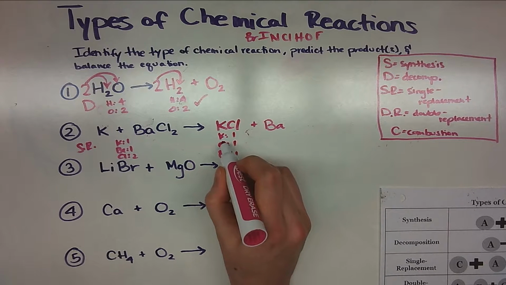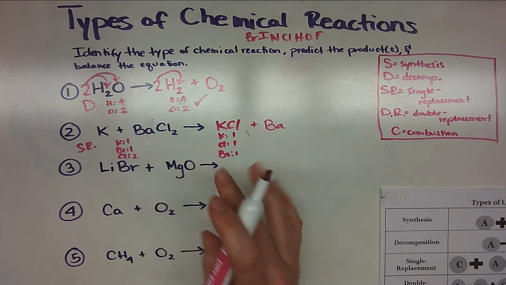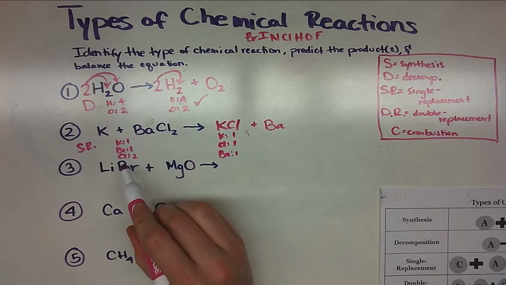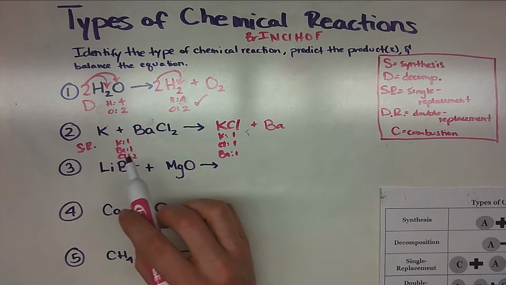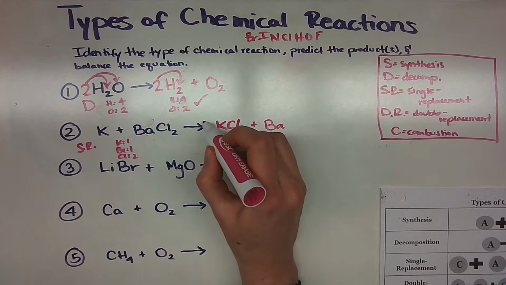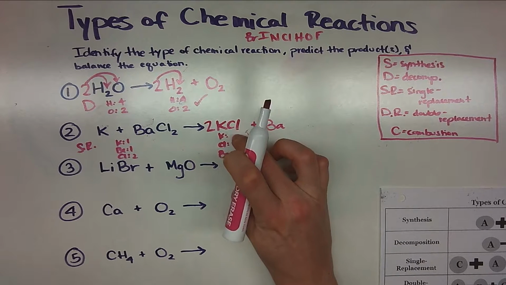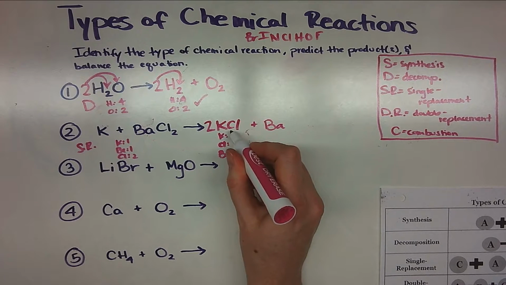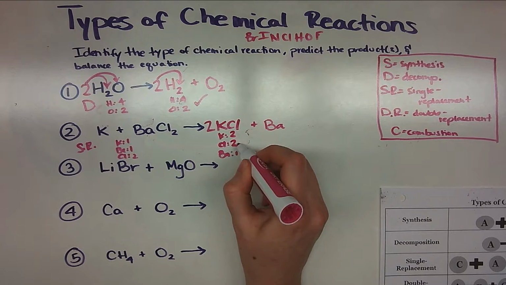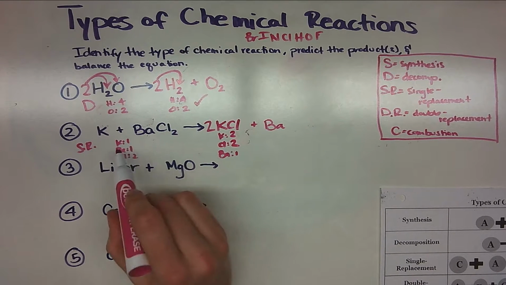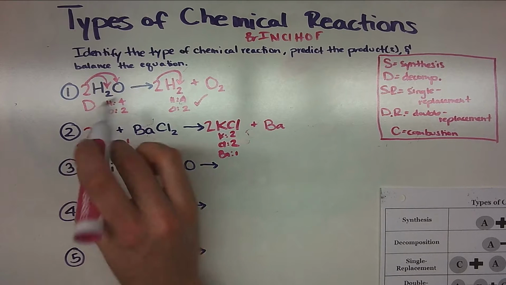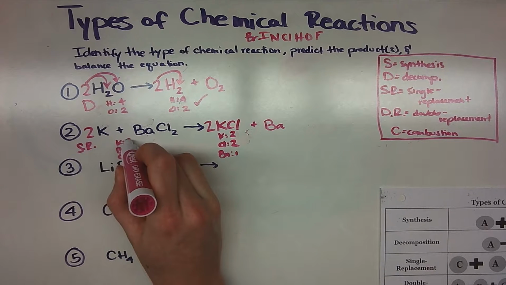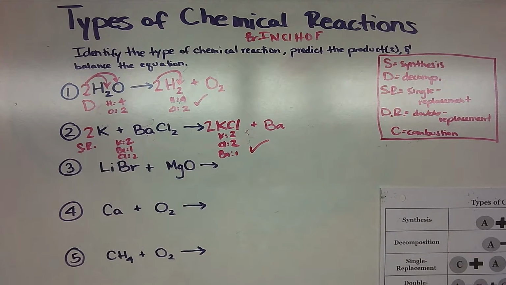1, 1, 1. And notice I did my chlorines, I didn't line them up. It's okay. All right, so I have double the amount of chlorine on my reactant side as I do on my product side. So I'm going to stick a 2 coefficient out front of that potassium chloride. So now I'm going to have 2 potassium, 2 chlorine. So to fix that over here, I'm going to put a 2 out in front of this potassium. All right, and we're good to go.